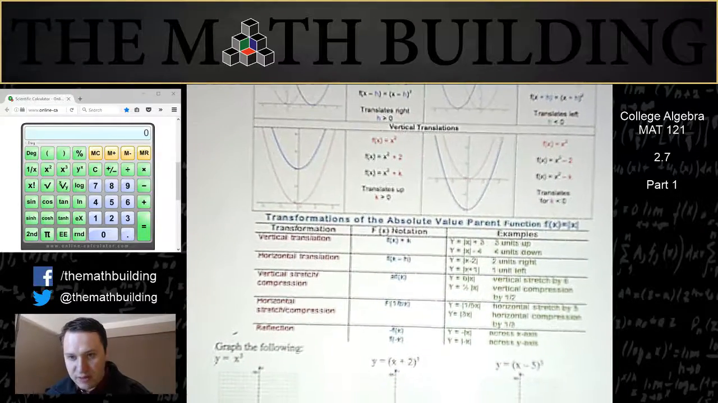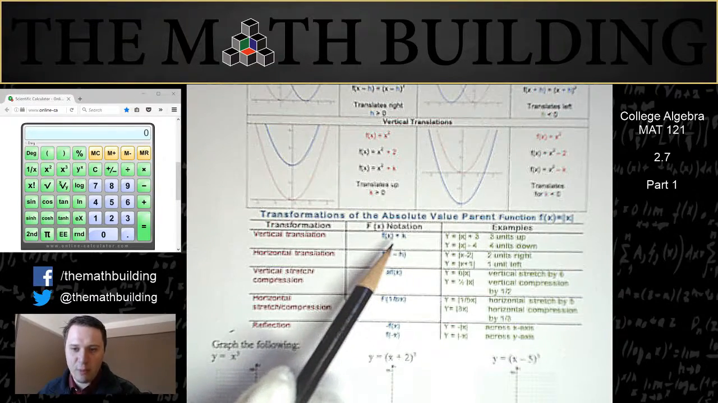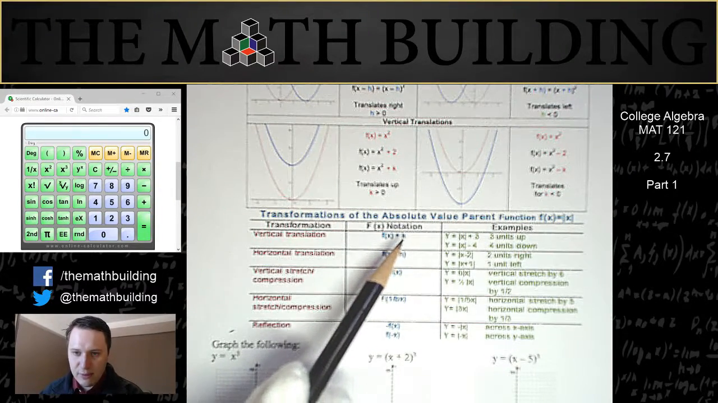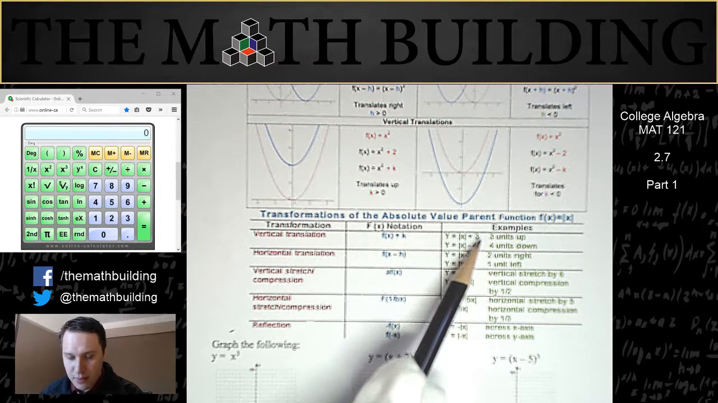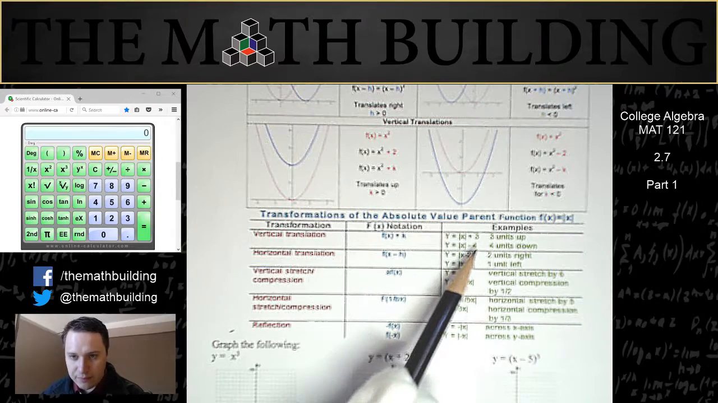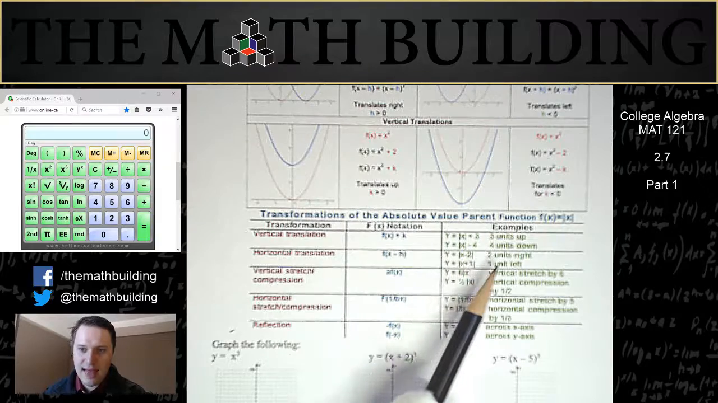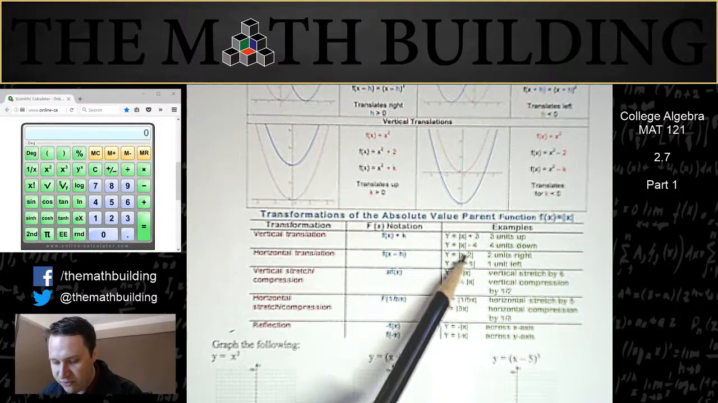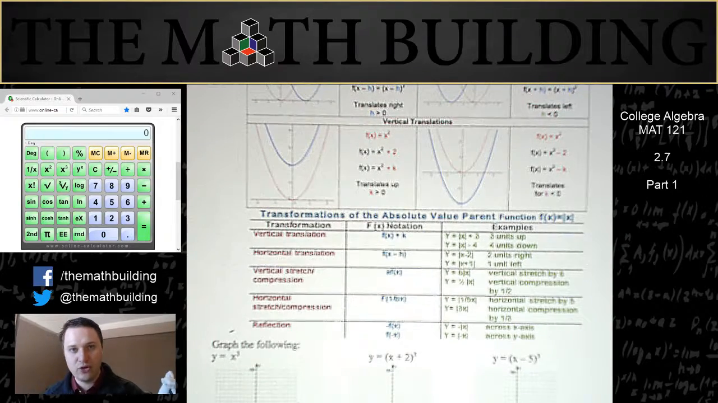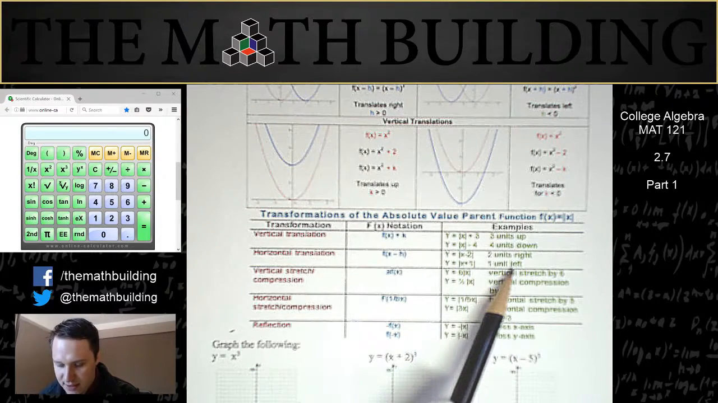You'll be happy to know that these transformations, the ones we just looked at, pretty much are the same across all parent graphs. So you'll notice that if we add on the outside of an absolute value, it'll bump us up 3 or down 4. If we subtract or add inside the absolute value, that moves us left or right, but it moves us in the opposite direction. And so if it's minus 2, then that means we go 2 to the positive direction, or 2 to the right. If it's plus 1, then that means we move 1 to the negative direction, 1 to the left.